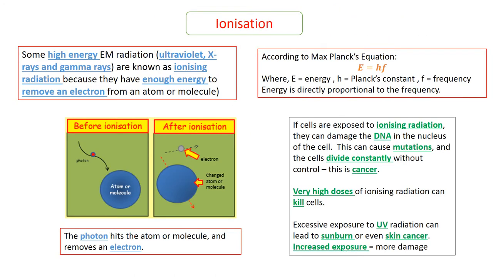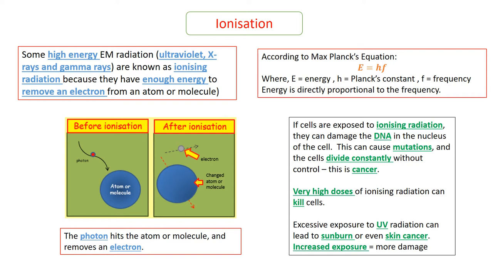Ionization. Some high energy electromagnetic radiations like ultraviolet, x-rays and gamma rays have the highest frequency in the electromagnetic spectrum, that's why their energy is higher. These three high energy radiations are also known as ionizing radiation, because when they are absorbed by any atom or molecule, the atom or molecule, after getting energy from this radiation, removes its valence electron or outermost electron. That's why the atom or molecule ionizes or becomes an ion after emitting an electron from its valence shell.